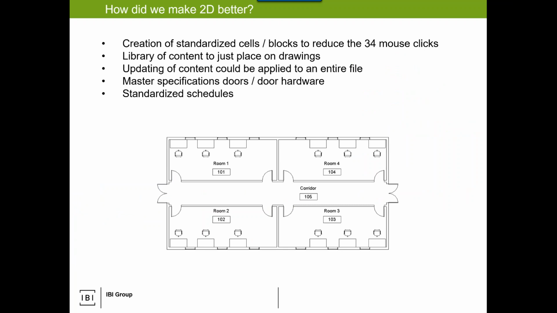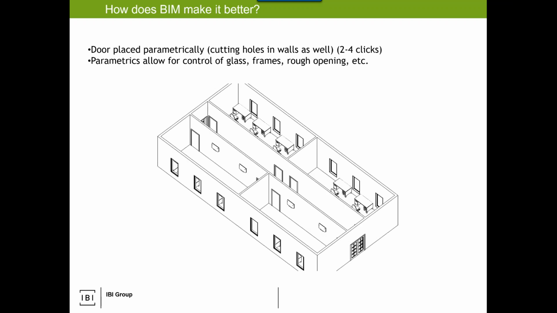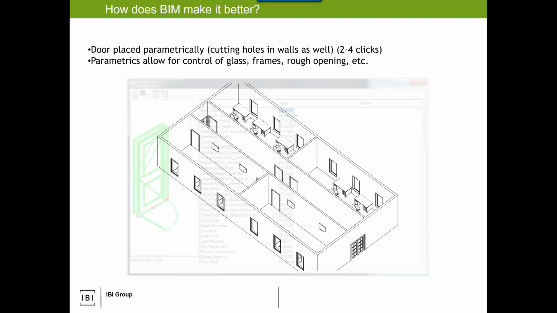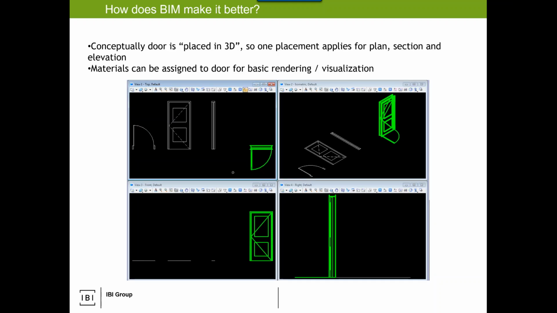So in 2D, we said, well, let's make it easier. We'll make blocks, in the AutoCAD world, cells in the Bentley world. And we would place these, reducing those 34 mouse clicks to a little less. We would have a master spec, maybe standardize our schedule so I don't have to draw the schedule, but I still have to input all the data. Enter the 3D world, right? Everything's parametric. Holes in the walls are cut. Components of the doors, everything's cataloged, everything's present. You modify the dimension of the door, the constraints of the door are there for the glazing and the top panels, middle panel, bottom panel, everything's there. And you do that and you say, how did we ever do this before?